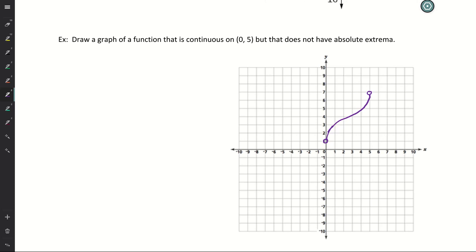So where would have been my absolute max or my absolute min, if I put open circles at those particular locations, then it guarantees I don't have an extrema as long as I haven't gone any higher or any lower than those open ordered pairs. So on here, we notice that the function is continuous from 0 to 5, but because I haven't gone any higher or any lower than my open points, it doesn't have absolute extrema.